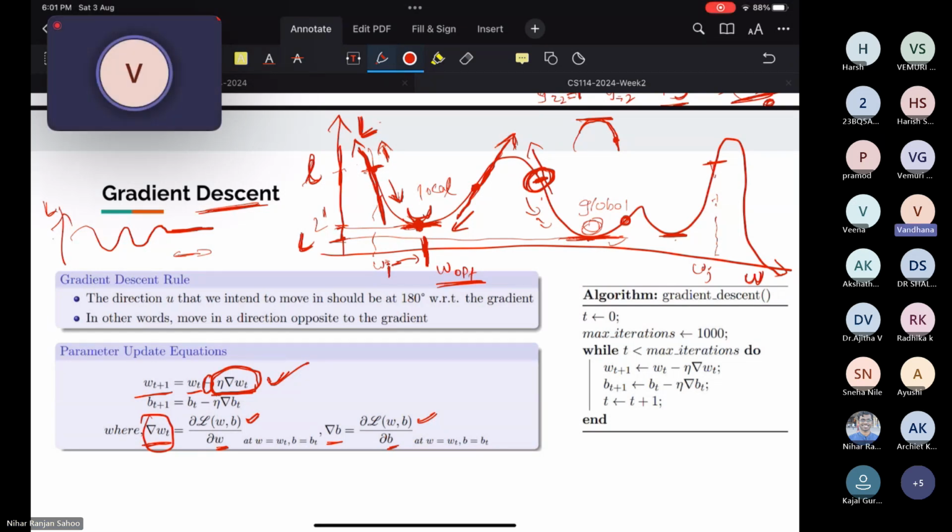So this delta w_t, and what is this eta? Okay, I didn't explain eta. This eta is something called the learning rate.